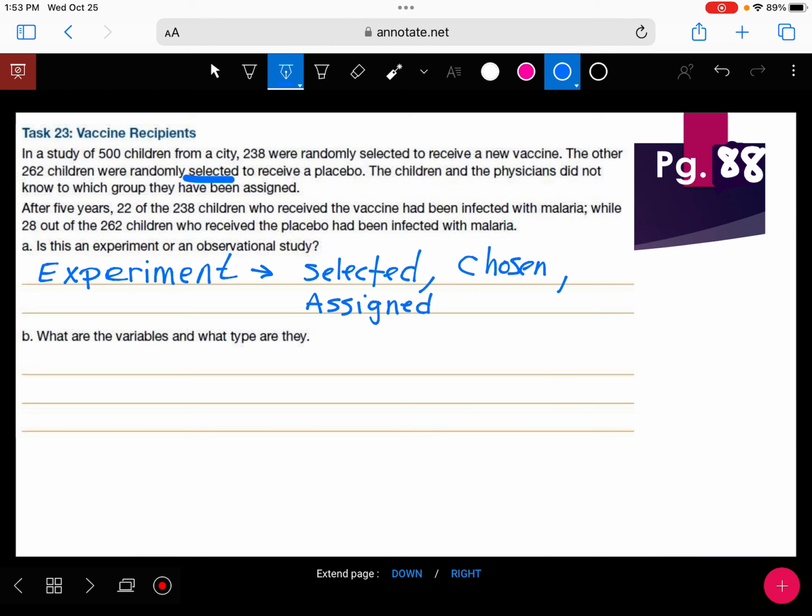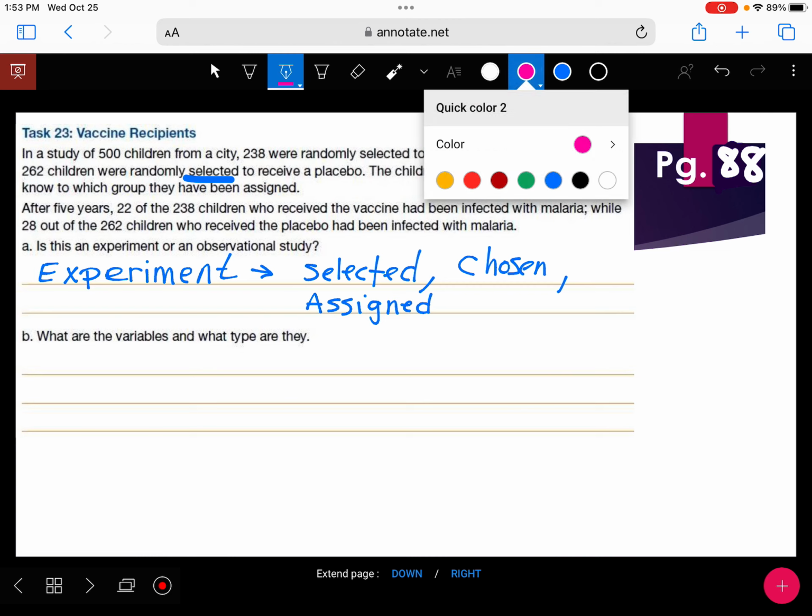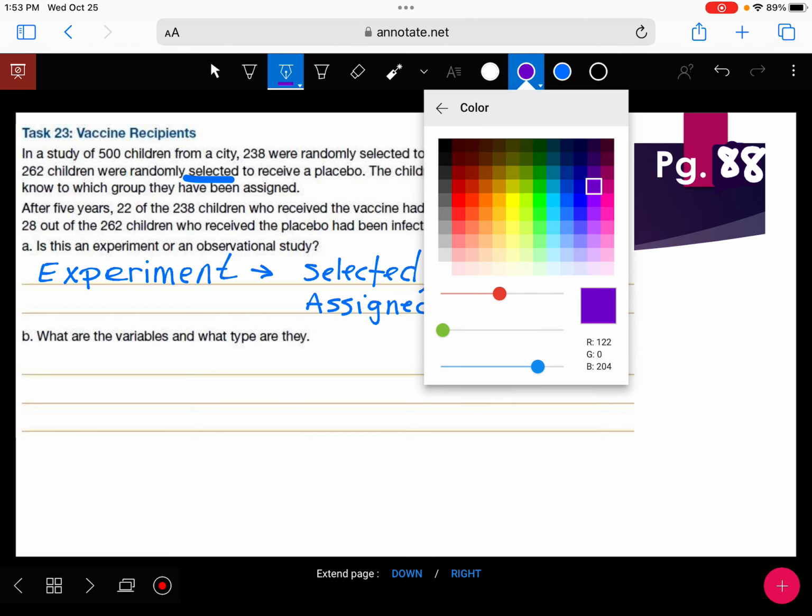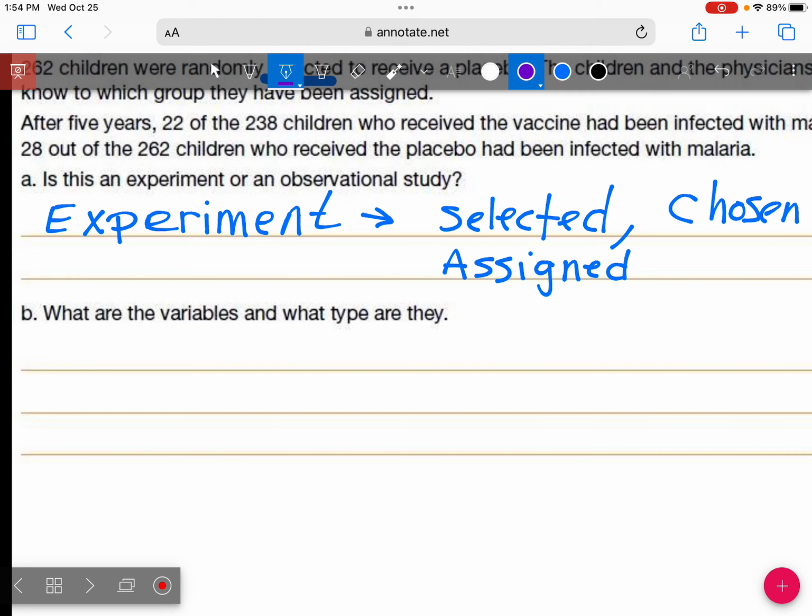So the next thing we're going to look at is what is the variable? It's not going to be the children. The vaccine is definitely a variable. So that's the only variable we've talked about so far. So the thing that's being changed is a variable. Oh, that's not the word I was looking for there. I just said variable. So the vaccine. If they got the vaccine or the placebo.